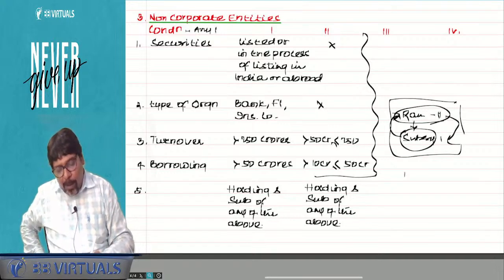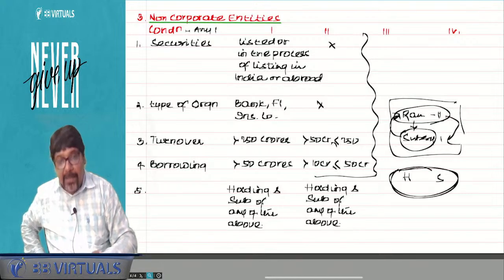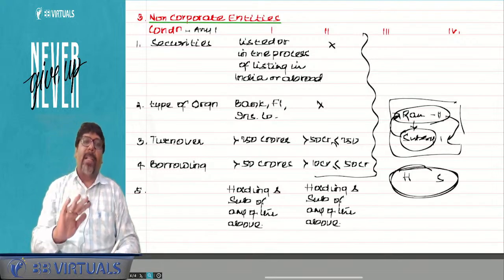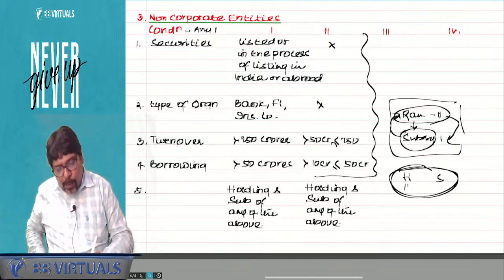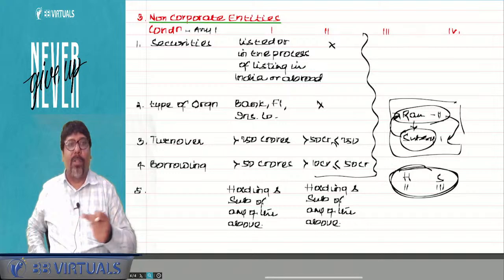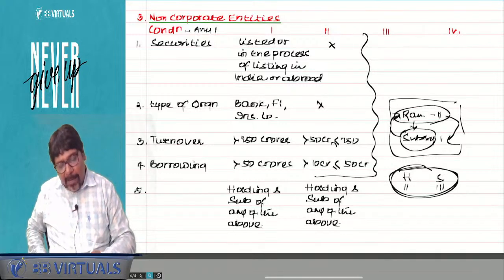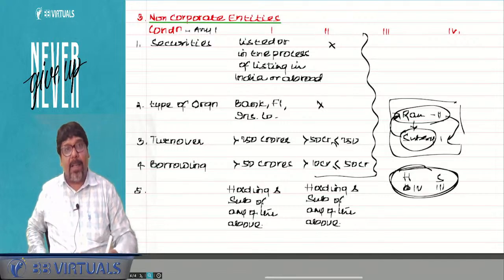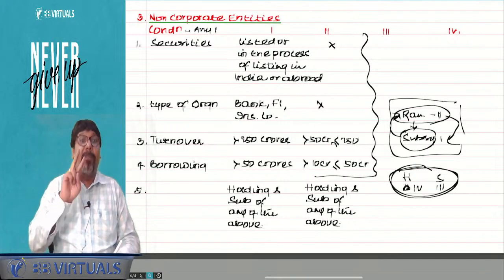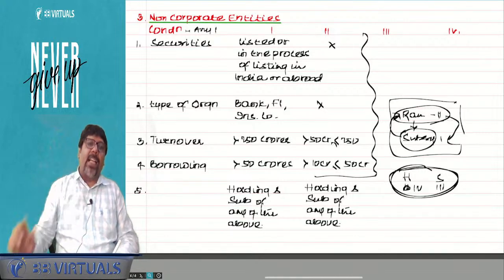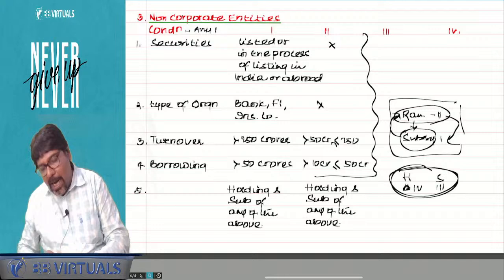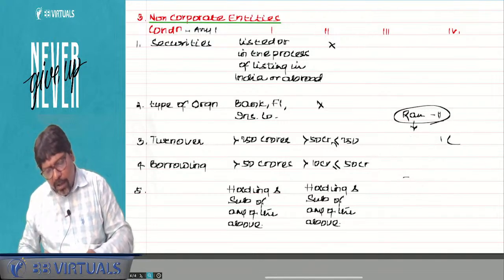So if there are holding and subsidiary, whoever has the higher level will be considered that level for both. If it is 2 and 3, then both will be considered 2. Am I clear? Suppose 3 and 4, then both will be considered 3. So in holding and subsidiary, whichever company has a higher level, both will be considered in that level. Okay, understood? Yes or no?